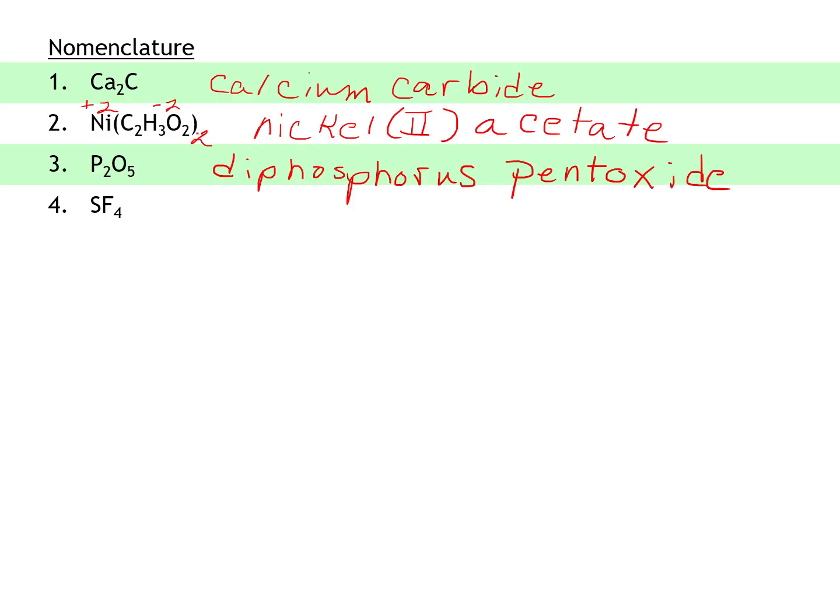Then we got SF4. Sulfur and fluorine are both nonmetals, so we get to use the prefixes again. So we have sulfur. We don't use mono because it's the first one. And we have 4 fluorines, so tetrafluoride.